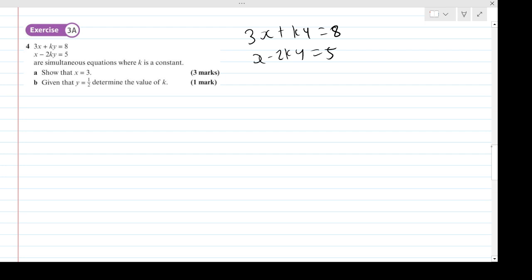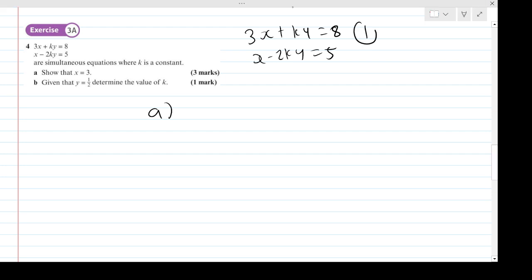Okay, so we've got these equations. Part A asks us to show that x is 3. Again, simultaneous equations: substitution or elimination. Well, we need to solve for x, right? So that's telling us we need to get rid of y. But it's not just y, we have ky. So we want to get rid of ky, really. So I think the best thing is to use elimination.